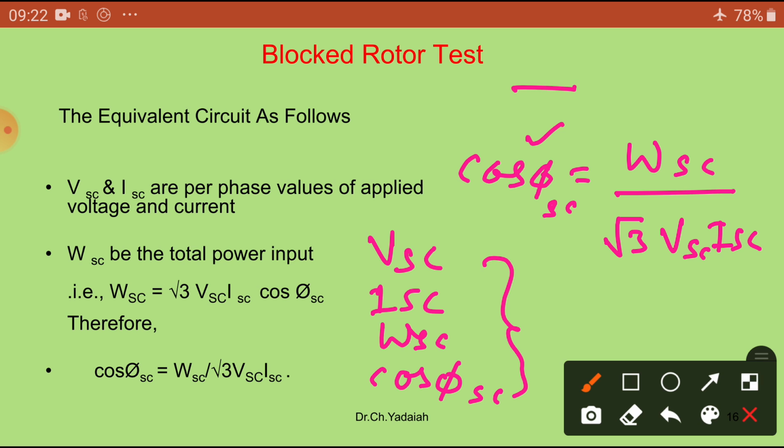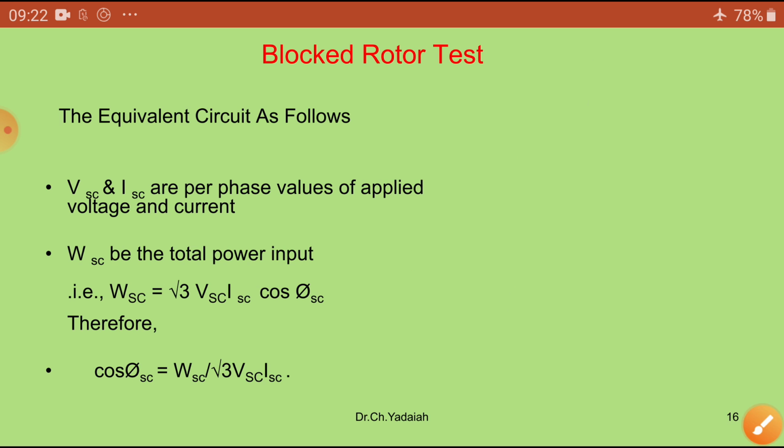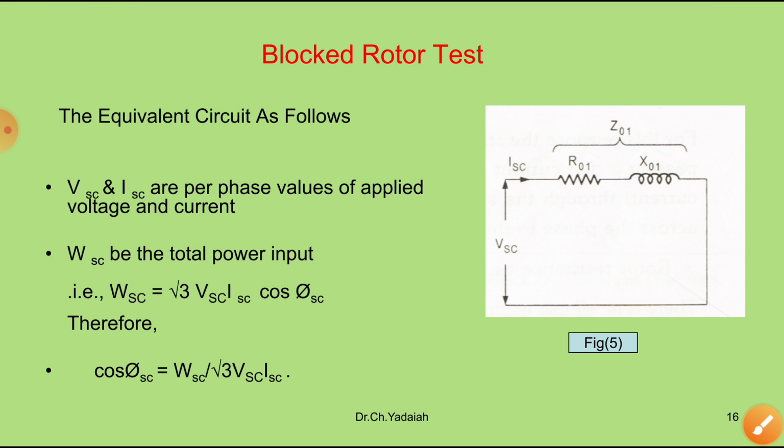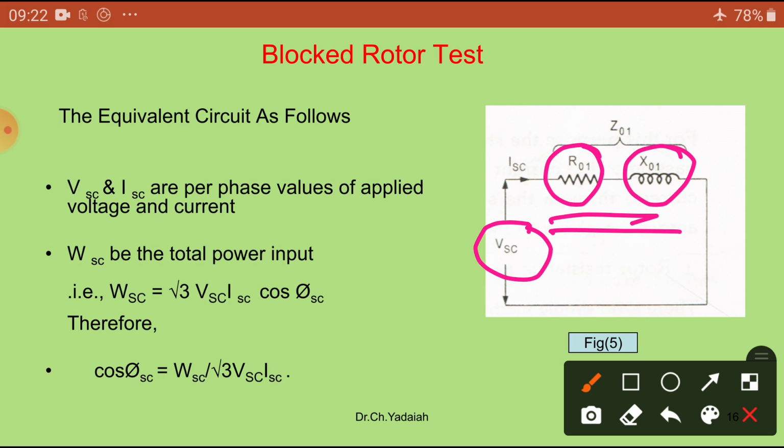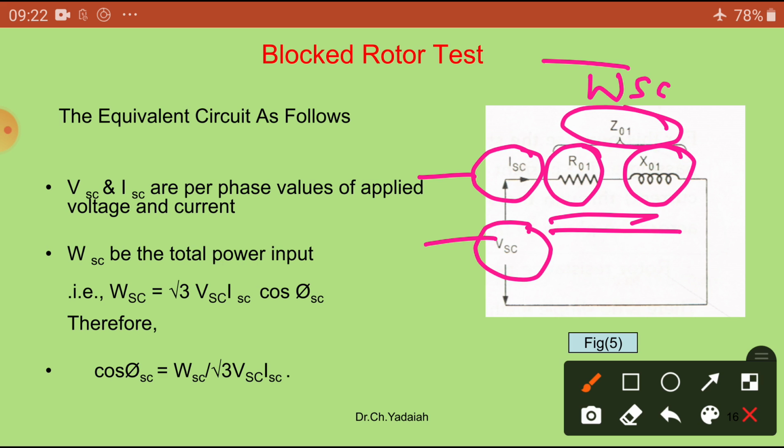What are the parameters? Z01 referred to the primary. Our aim is to find R01 and X01. This is the voltmeter reading, this is the ammeter reading, and WS from the wattmeter readings gives us this value. So, how to find that?